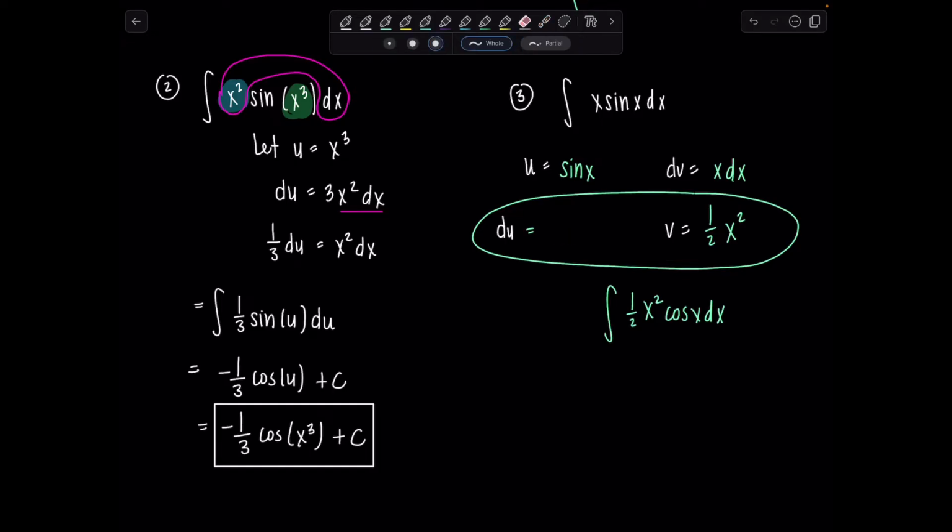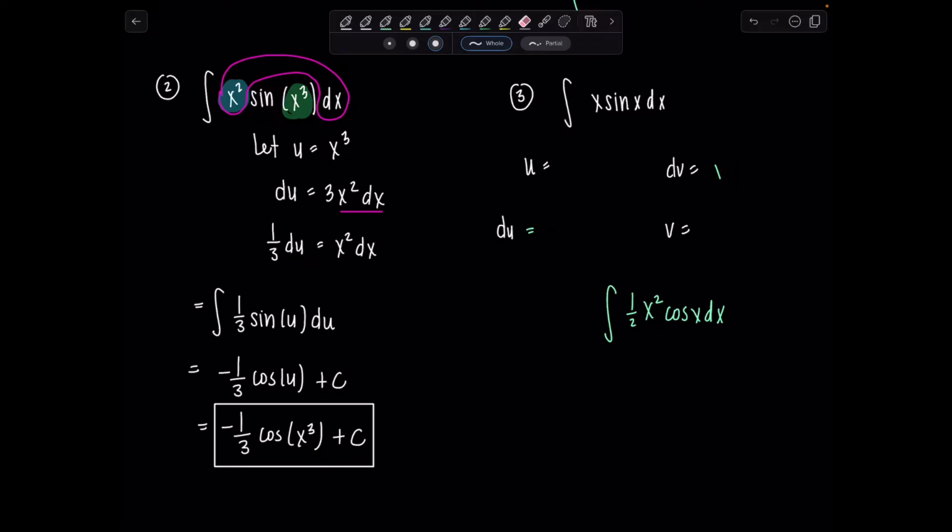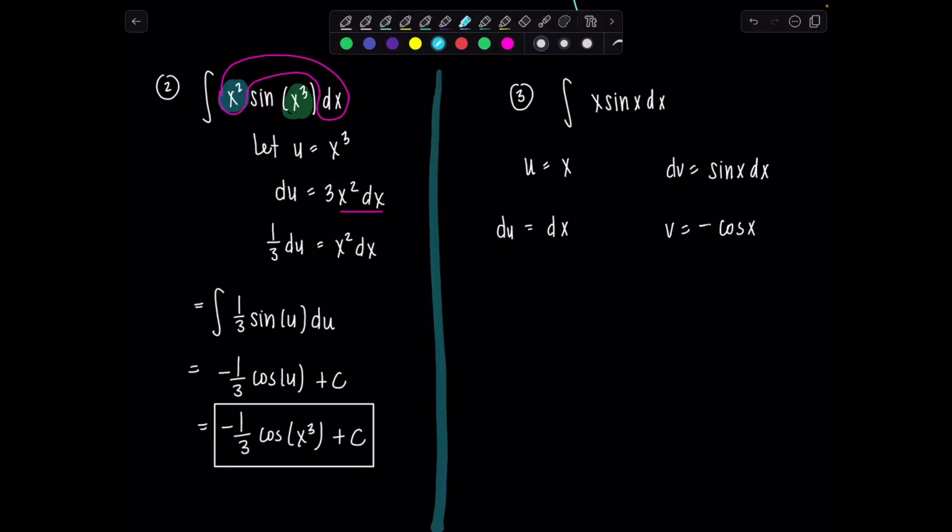How do you make sure that doesn't happen? Well, you put x over here as u. That way when you take the derivative for du right here, it'll be just 1 degree lower. So x goes here. Usually your polynomial goes there. And then dv is going to be sine x dx. You see? Then du is just 1 dx. And v, antiderivative of sine x, is negative cosine x. All right, perfect. Now we're ready to go.